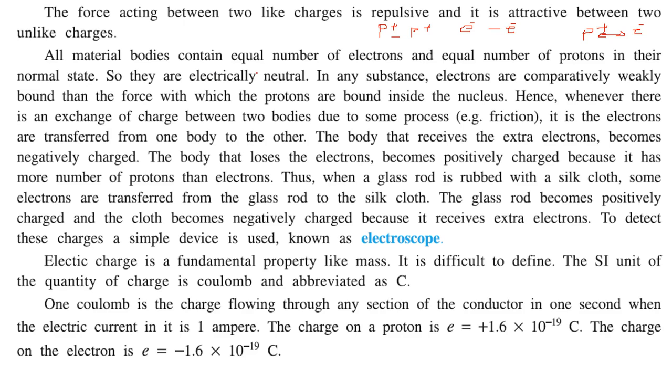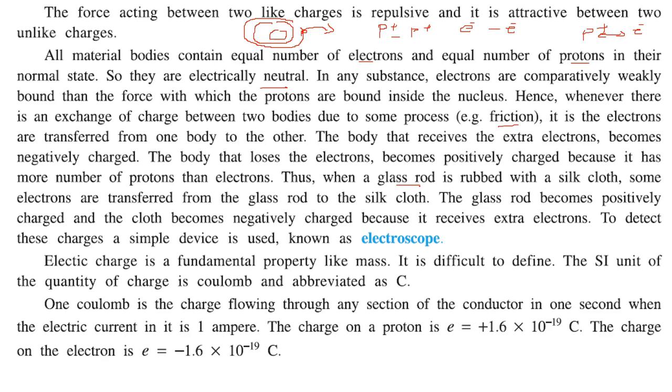All material bodies contain an equal number of protons and electrons in their normal state. That is, they are electrically neutral. The electrons are outside, because this is the nucleus. There is some outermost orbit where some electrons are always present, and they are orbiting. So whenever there is an exchange of charge between 2 bodies, say because of friction, these loose electrons will transfer from one body to another.